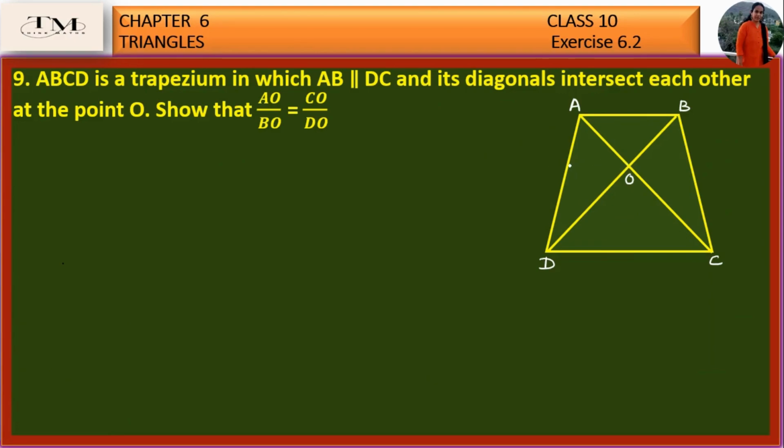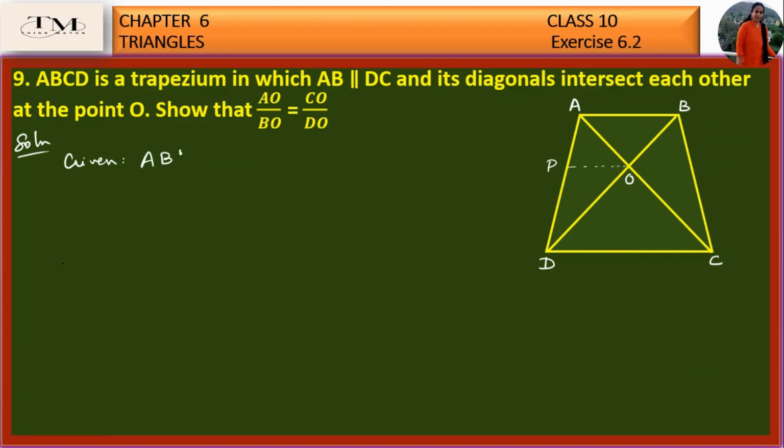So I am going to construct a line PO such that PO is parallel to AB as well as parallel to DC, because AB and DC are parallel. So if you draw a line parallel to AB, it will automatically be parallel to DC. Okay. So now what is given?